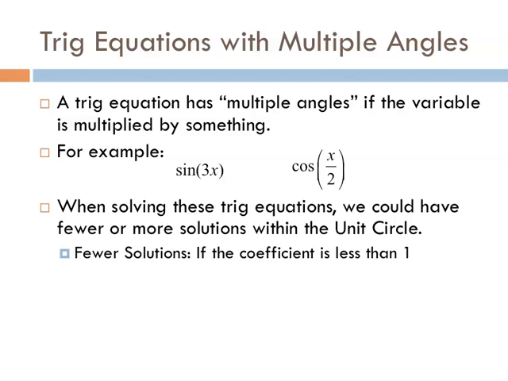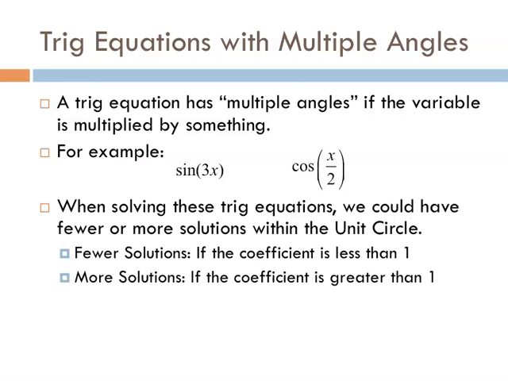So you can think of it this way as well. Whatever number you're multiplying by, that's actually going to tell you exactly how many or how few you have in terms of the number of solutions. So in this case, cosine of 1/2 times x, you're multiplying x by 1/2. So rather than having the normal number of solutions, you will have half the number of solutions. Now, if the coefficient is greater than 1, then you will have more solutions. So for example, sine of 3 times x, the coefficient there is 3, which is greater than 1. So how many more solutions do you have? You have 3 times the number of solutions.